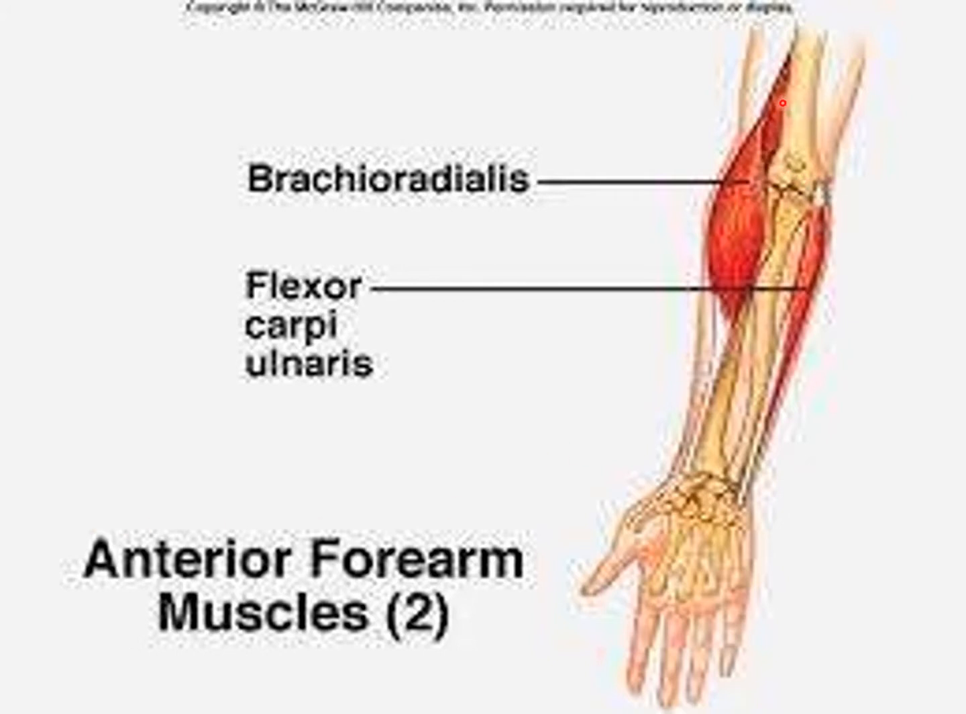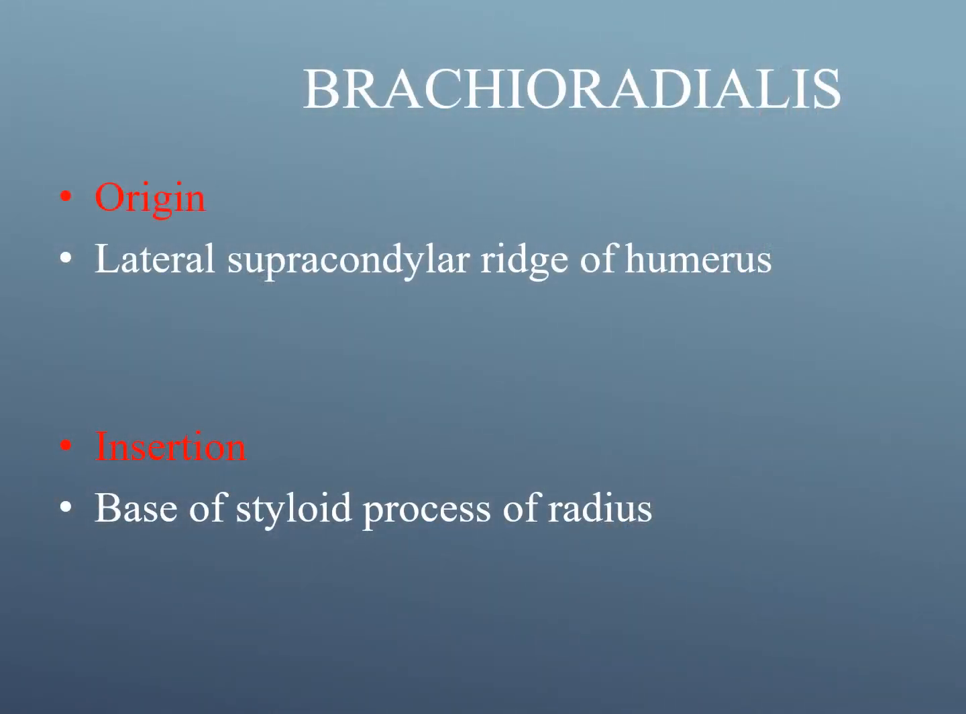It starts from the lower end of the humerus and it attaches on the radius bone, the lateral bone of the forearm. So it is called brachioradialis muscle. Brachioradialis originates from the lateral supracondylar ridge of the humerus and it is inserted on the styloid process of radius.